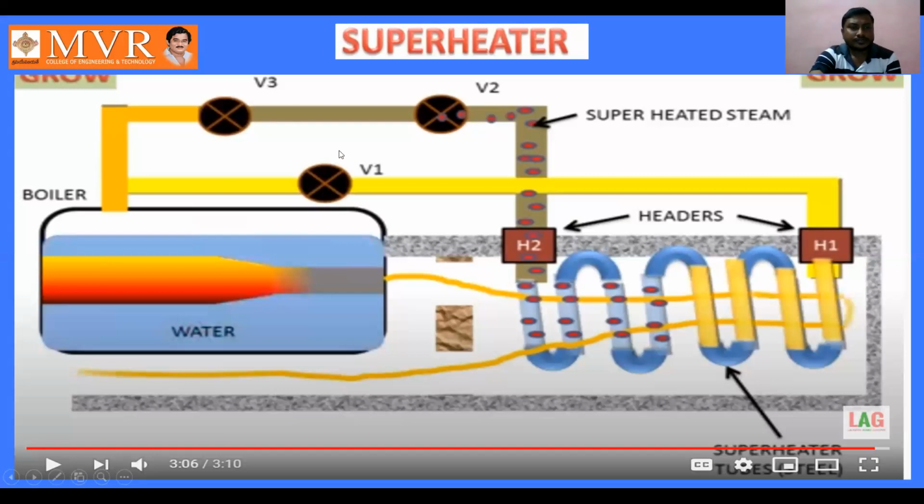And whenever some damage is done to these tubes, or something happens to these tubes, the steam which has been generated directly enters this V3 valve.